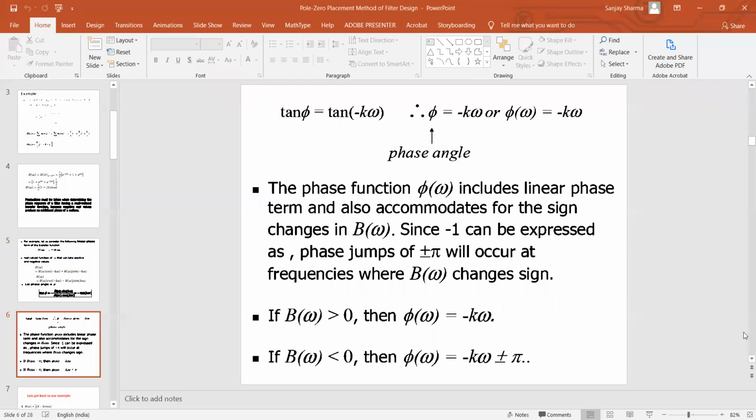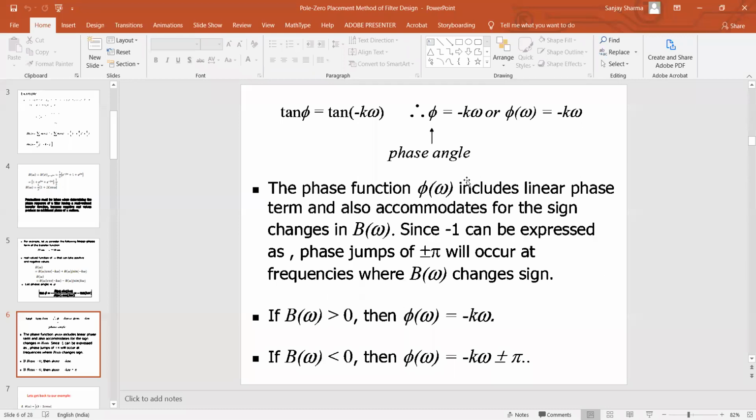Let us go to the first slide where I have discussed this. So tangent phi is tangent minus k omega. That means the phase is minus k omega. If B omega, the magnitude part of the frequency response, is greater than 0, the phase will remain the same. But if B omega is less than 0, it has to be adjusted with plus or minus pi. How will plus or minus come? We will put plus or minus to keep the phase response an odd function. We have already discussed this part, but I wanted to introduce it once again, because when I go to the pole zero placement method, you will probably need all these things.